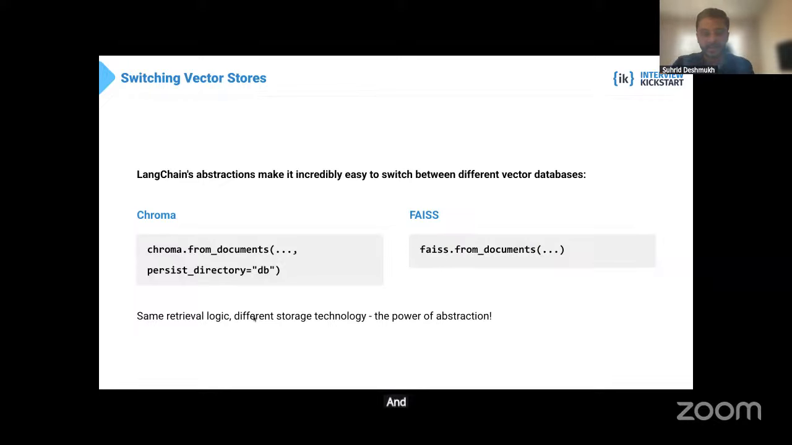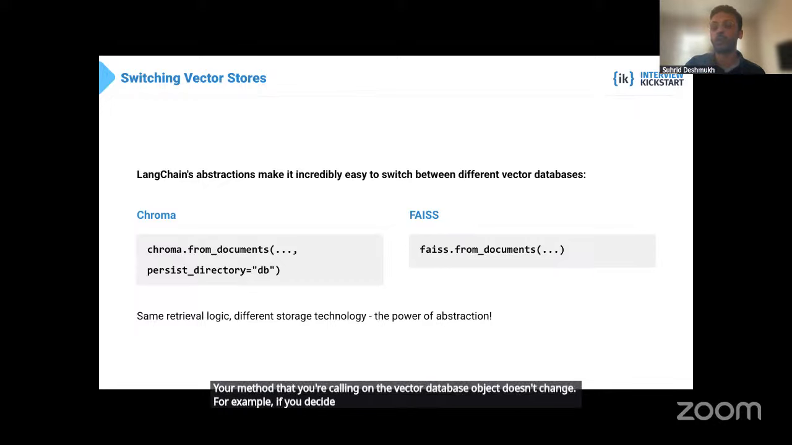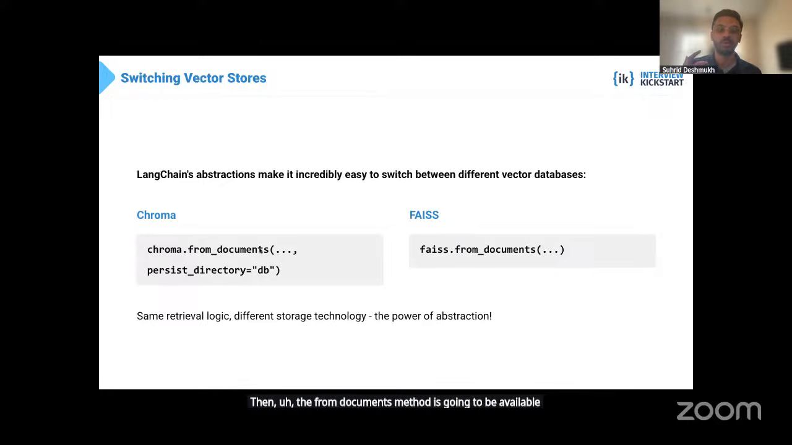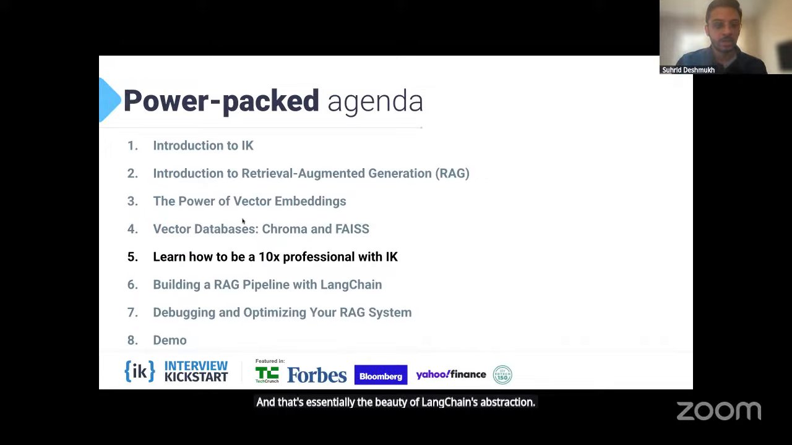As I said, LangChain has given us APIs and methods which are fairly abstract. So if you have a vector database, the method that you call on the vector database object doesn't change. For example, if you decide tomorrow that you want to use Pinecone and not Chroma or FAISS, then the from documents method is going to be available to you in both, as long as your object here is a vector database. And that's essentially the beauty of LangChain's abstraction. So that's what I wanted to cover.